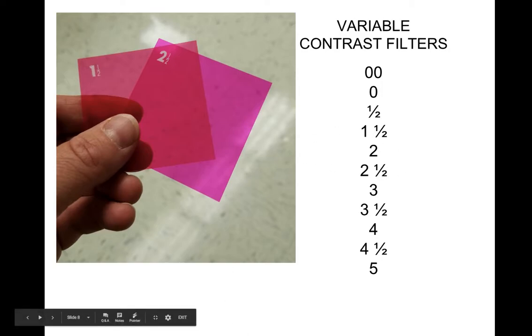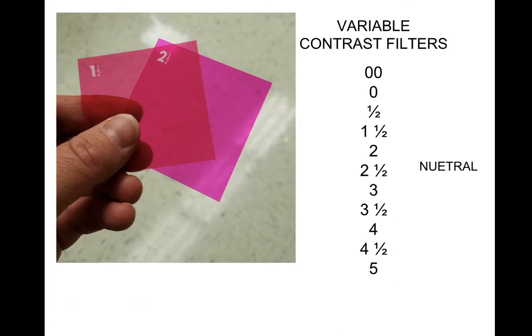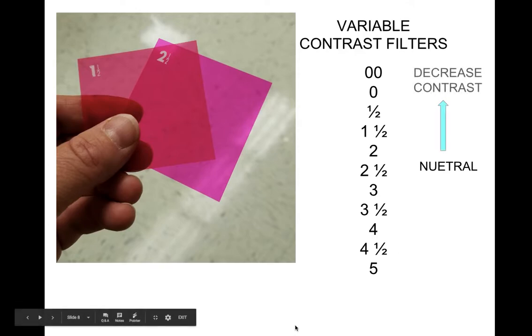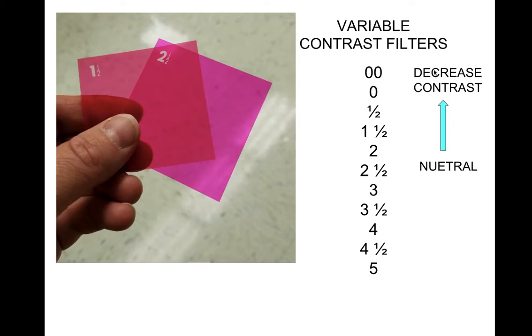Now, here's how this works. It's as simple as this. Remember this, 2.5 is neutral, meaning if you put a 2.5 into your enlarger, it doesn't really change anything about your image. Okay, so just remember that 2.5 is neutral. As you work your way up, and it becomes increasingly so that it does more of this, it decreases the contrast.